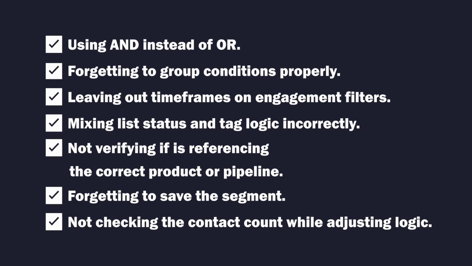Here are the most common advanced search mistakes: using and instead of or, forgetting to group conditions properly, leaving out timeframes on engagement filters, mixing list status and tag logic incorrectly, not verifying e-commerce or CRM conditions or referencing the correct product or pipeline, forgetting to save the segment, and finally, not checking the contact count while adjusting logic. Always watch how the total number of contacts changes when you modify conditions. If the number looks wrong, review your logic carefully before sending a campaign.